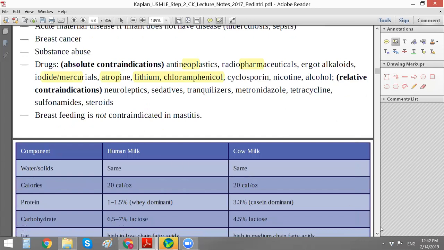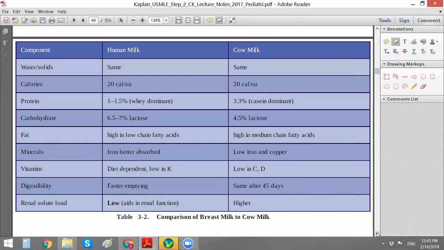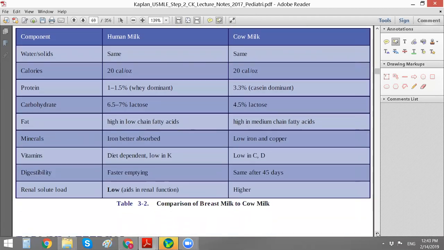Then we have the components: human milk and cow milk. Comparison of breast milk to cow milk. The water is the same. Calories are the same. Protein: human milk is whey dominant. That one is casein dominant. C is for cow and C is for casein, so cow milk is casein dominant.